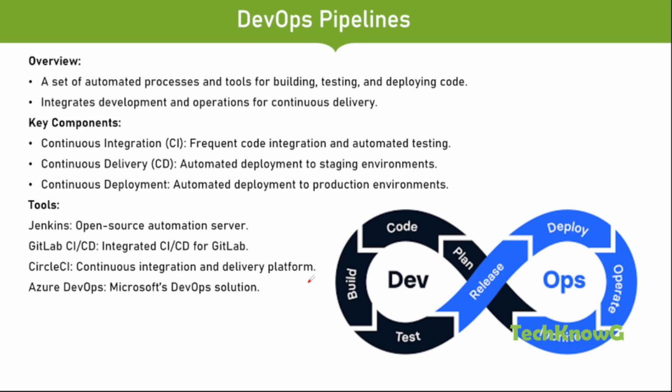Moving on to the next slide. So what is a DevOps pipeline? A set of automated processes and tools for building, testing, and deploying code. If you want to automate the entire software development life cycle, you require DevOps tools. There are multiple tools for DevOps. Git is also known as a DevOps tool.